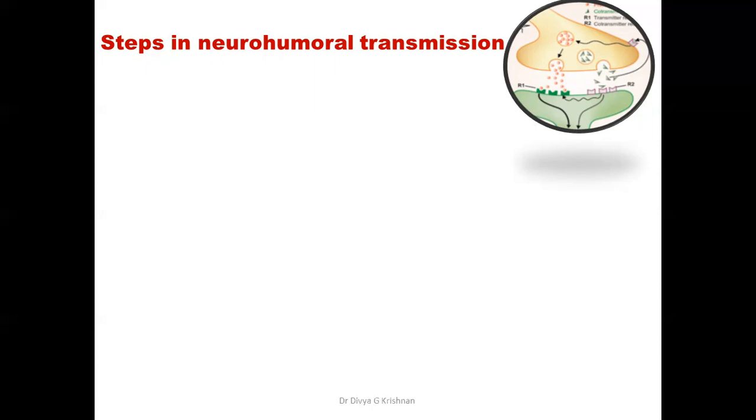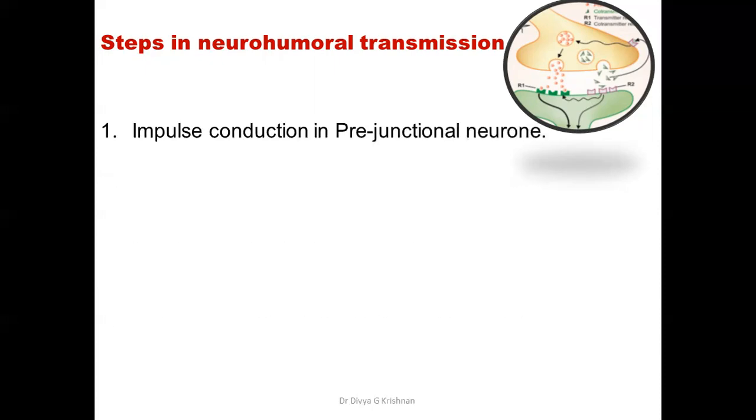So we shall just briefly see what are the steps involved in the neurohumoral transmission. This also you have covered in your previous classes in the first year. So the first and the foremost step is the impulse conduction in the prejunctional neurons. So you can see in the figure, there is a prejunctional neuron. This is a postjunctional effector organ. So the first step is the impulse conduction in the prejunctional neuron.